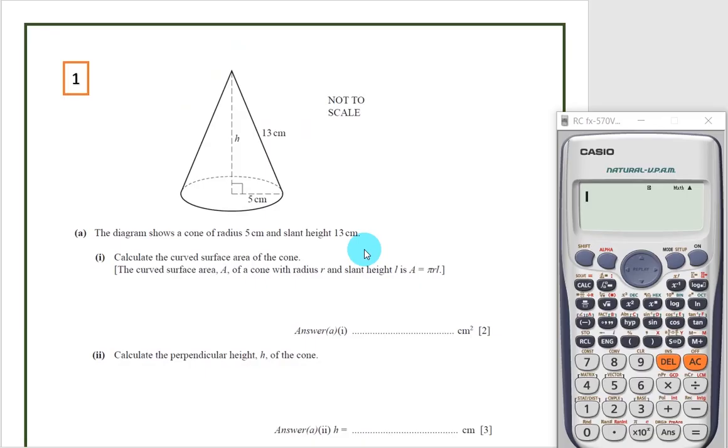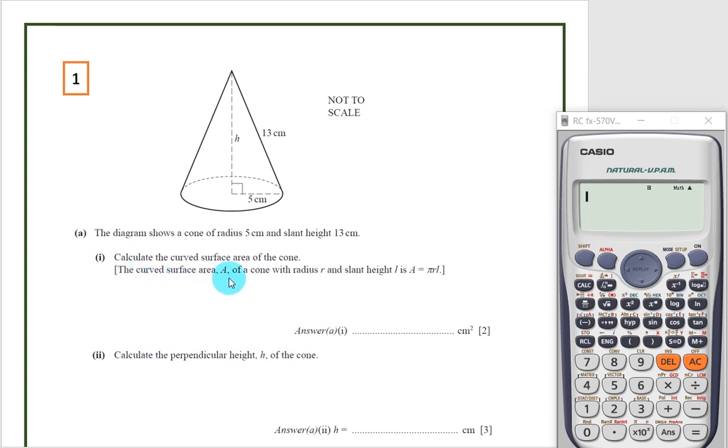Let us start to read the question. The diagram shows a cone. The radius is 5 cm, so this R is equal to 5 cm. And the slant height is 13. This is the slant height, which is L. Calculate the curved surface area of the cone. So we need only the curved surface area of the cone, not all the area of the cone.